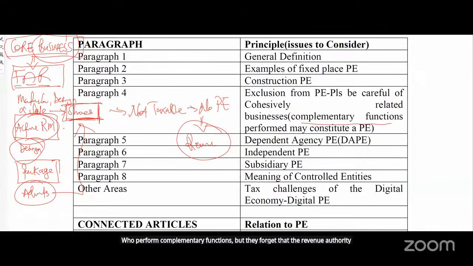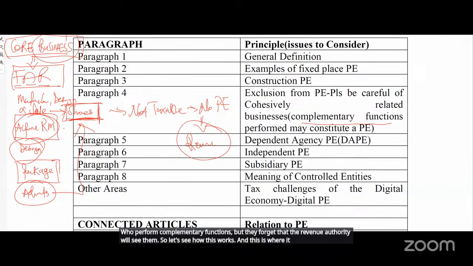So let's see how this works. And this is where it gets very interesting. I know that most students, if this comes up in scenarios, can't even see it. So that's where I come in. Let me help you to understand this very well. Cohesively related operations.